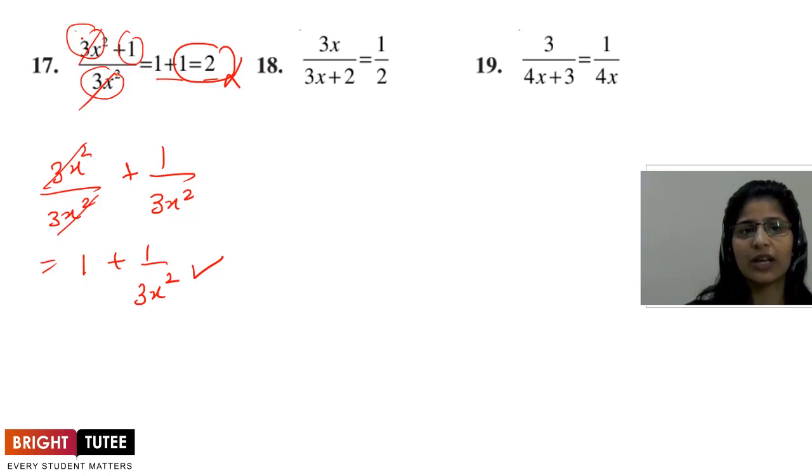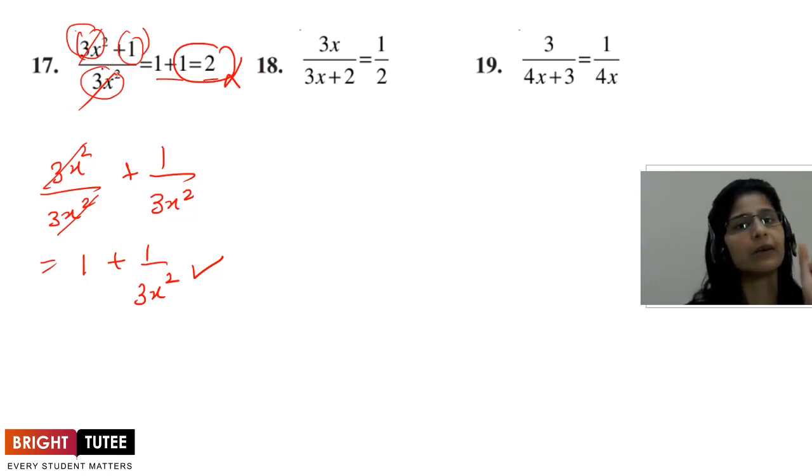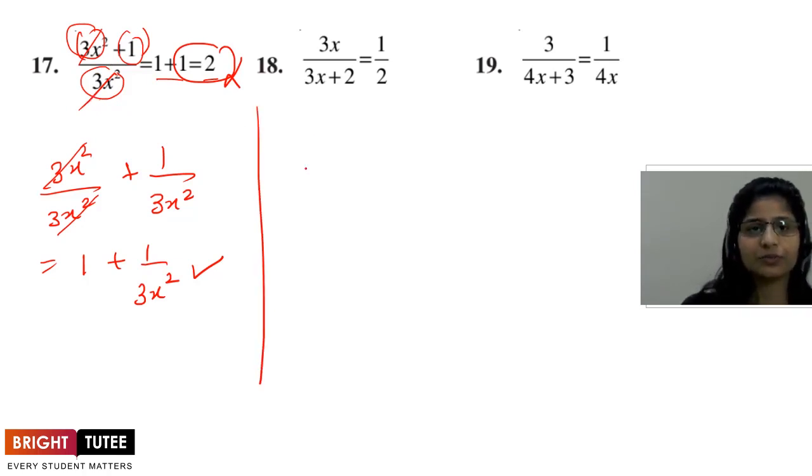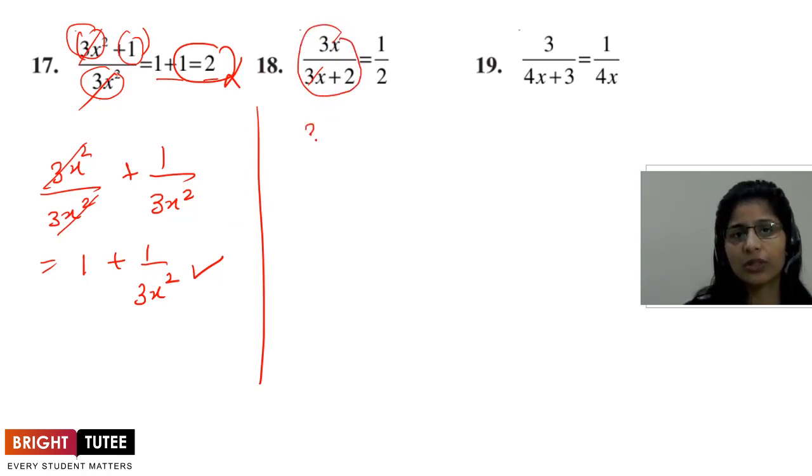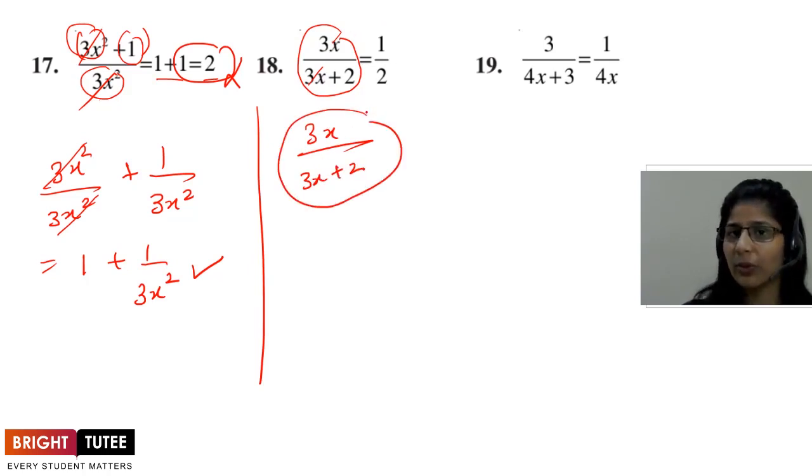Clear? Like this you cannot, because 3x square plus 1, this is complete one value and 3x square is one value. There is a difference in between both of them. Now here also what they have done, they have cancelled 3x with 3x. Can that happen? That cannot happen. So this is a wrong way of writing it. This is the answer, 3x upon 3x plus 2. This can be only the answer, right? We cannot write it as equal to 1 upon 2. This will be as it is, right? We cannot cancel 3x with 3x like this.